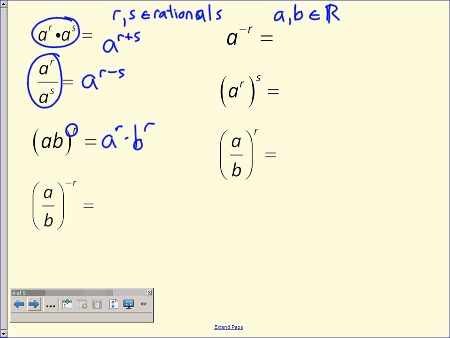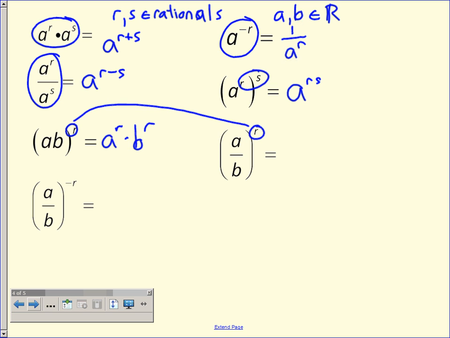I'm going to skip the fourth one here and come back up to the top. What if I had A to the negative R power? That's the same as 1 over A to the R. Another one that comes up is a power to a power problem. In that case, we're allowed to multiply, so A to the R times S. And in this one, just like in the earlier problem where we apply the R to both things in the parentheses, we have the same thing here. This is A to the R over B to the R.